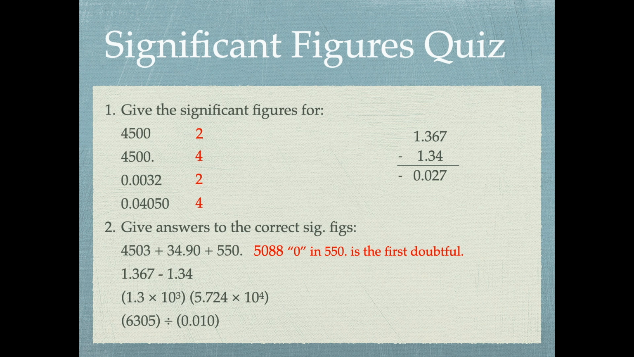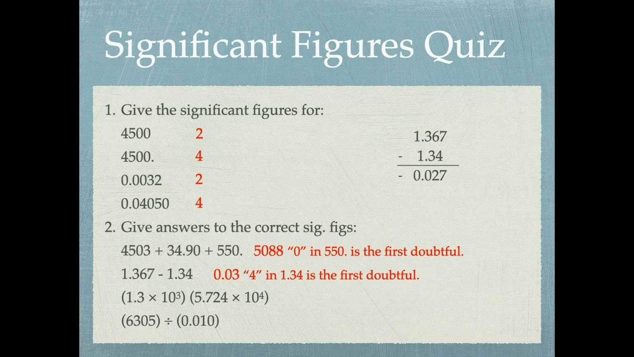Let's do the subtraction problem below here. See if you can figure that out. Pause it if you need to here before I give you the answer. Here's the answer. The answer is going to be 0.03. The 4 in the 1.34 is the first doubtful digit, right? Because 0.367 extends out further than the 0.34. So we're going to have to chop our answer off right there at the 0.03. I get to have 2 places after the decimal because 1.34 only has 2 places after the decimal. Those are the rules for addition and subtraction.